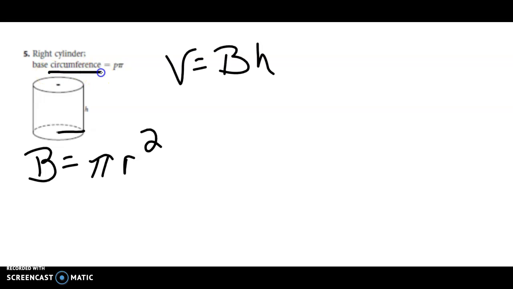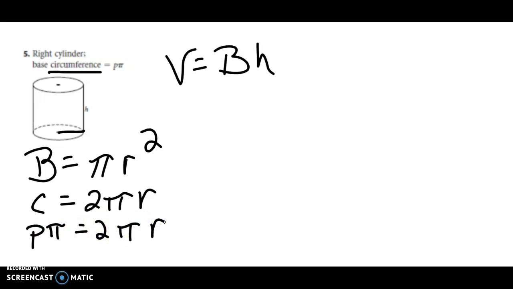Okay, so in this problem, they tell you the circumference is equal to p times pi. Remember, circumference is equal to 2 pi r. So then p times pi is going to be equal to 2 pi r. So we eliminate pi, and p is going to be equal to 2r. And then you would substitute those things in, finding your area. Pretty much the same as the rest of them. So go ahead and give those an opportunity.